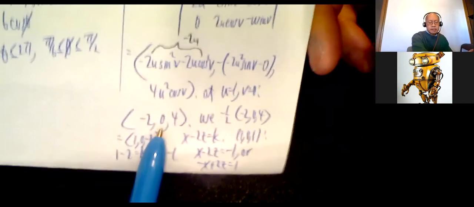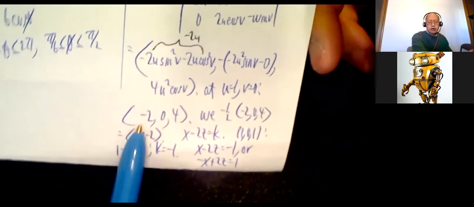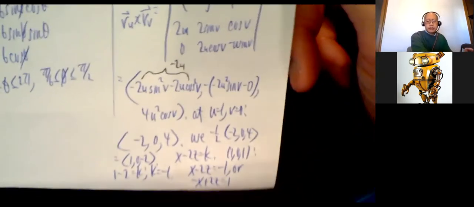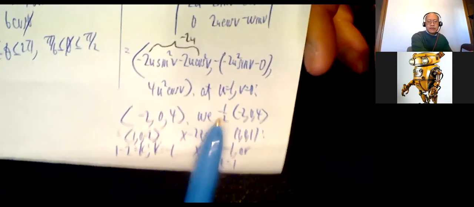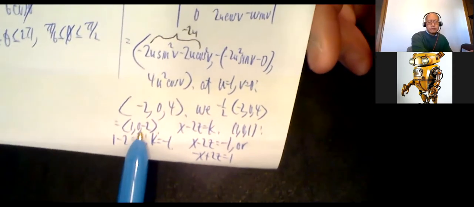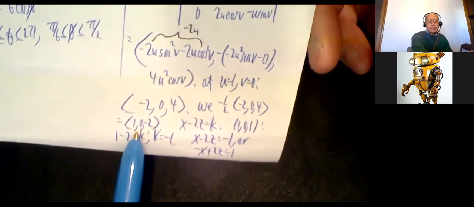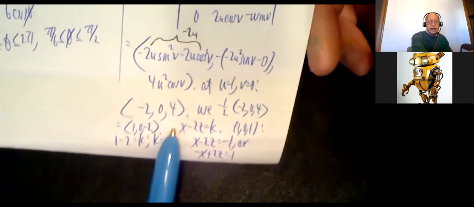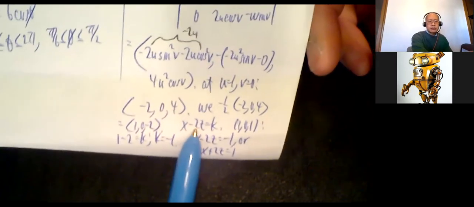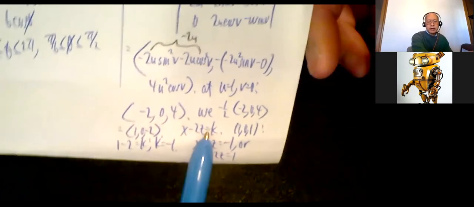But again, you might as well take smaller numbers, and I like to have the leading coefficient positive. So I multiplied this vector by negative a half. Remember, if you have a normal vector, any scalar multiple would also be a normal vector. So I took negative a half of negative 2, 0, 4: 1, 0, negative 2. That means the equation of the plane is 1x plus 0y, which means you don't have to write it, minus 2z, and it's equal to some k.